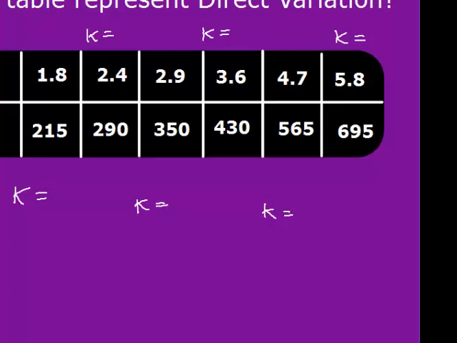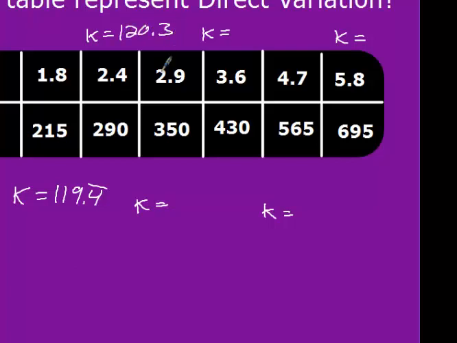Is everybody with me? Okay, so up first, what's my y? Top or bottom? Bottom. And what's the x? Top. So what's 215 divided by 1.8, please? So again, like I said, just use your calculators, right? What's 215 divided by 1.8? 119.4, repeating. So this is my k for the first xy pairing, right? If this is direct variation, that has to stay the same at every single step. So what's 290 divided by 2.4?